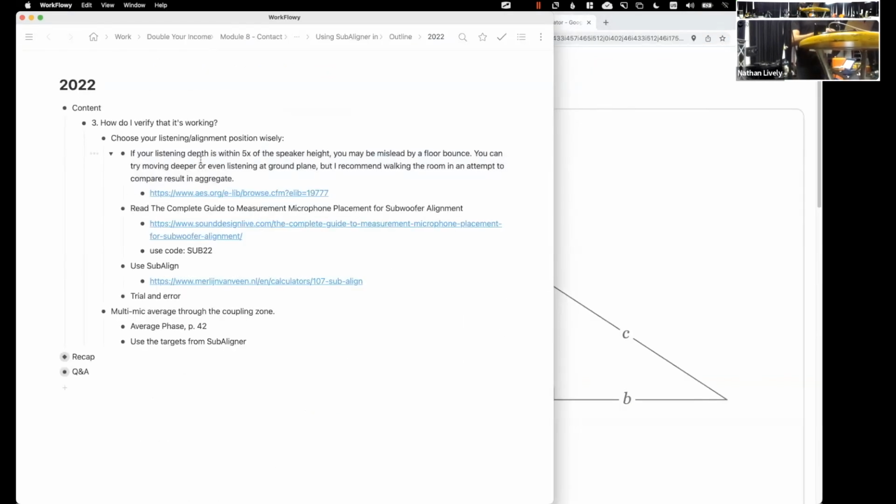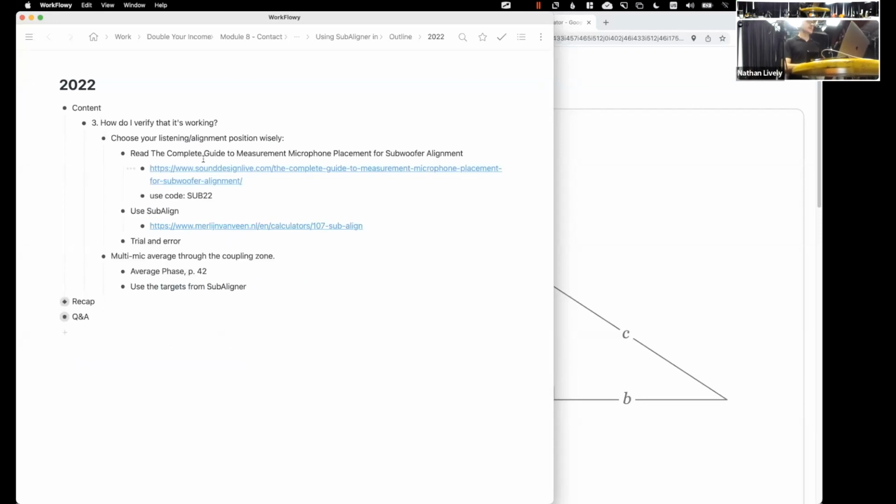And I have another article about that as well. Okay. My second to last suggestion is to read this guide that I wrote. It's called The Complete Guide to Measurement Microphone Placement for Subwoofer Alignment.